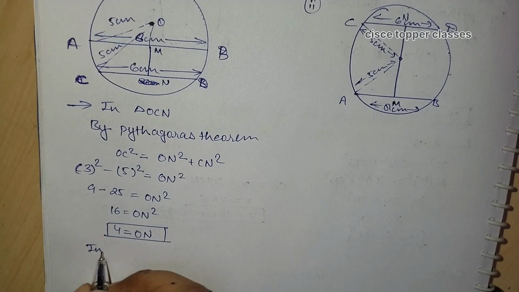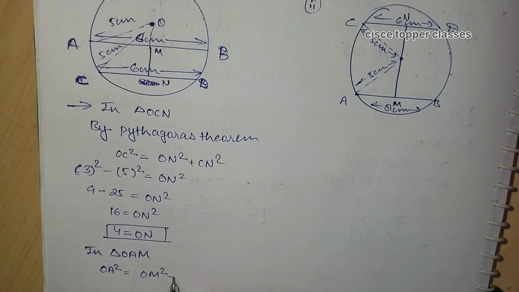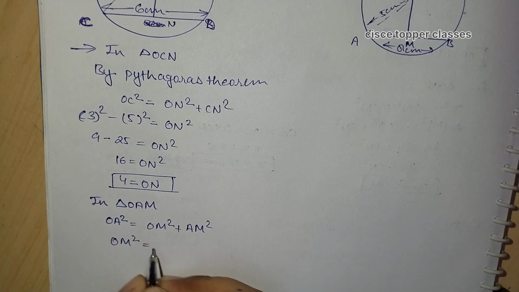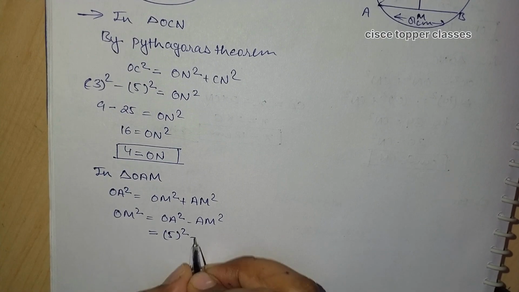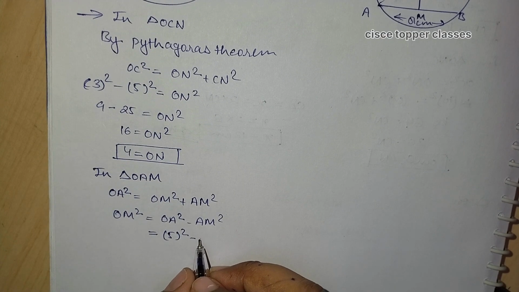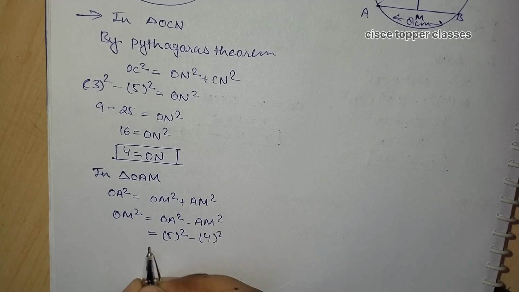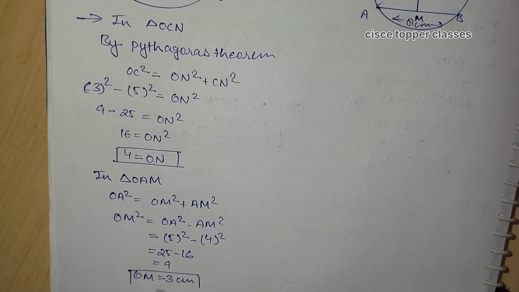Now, similarly in triangle OAM, we will use the Pythagoras theorem, and OA square is equal to OM square plus AM square. We have to find the value of OM square, means OM square is equal to OA square minus AM square. OA is given to us as 5 because the radius is 5, and AM is half of AB. So it will be 4 whole square, means 25 minus 16 is equal to 9. We will take the square root. So OM is equal to 3 centimeter here.